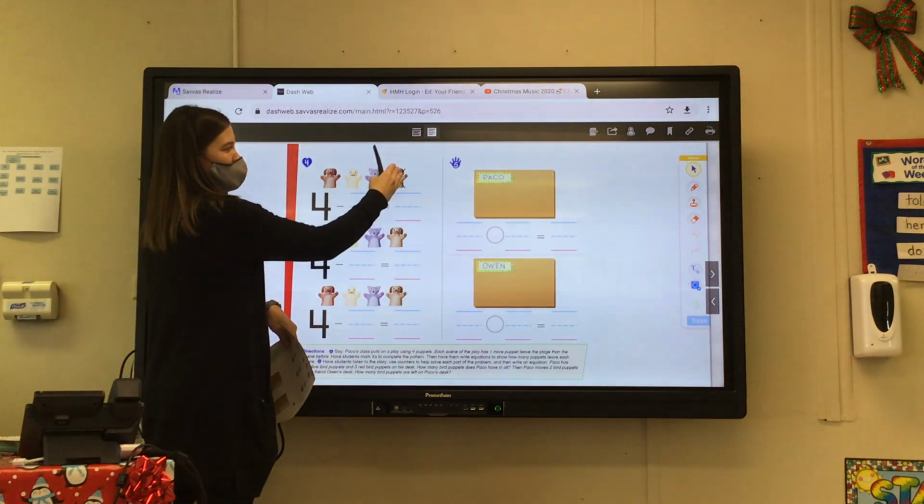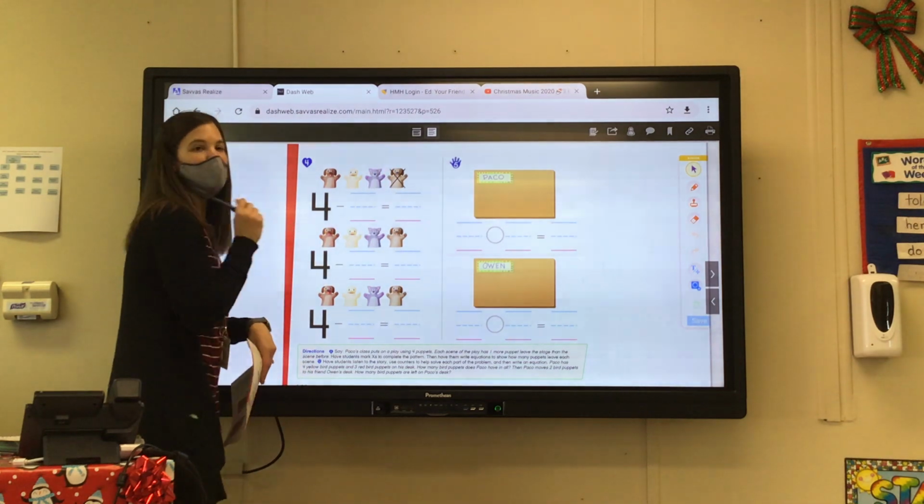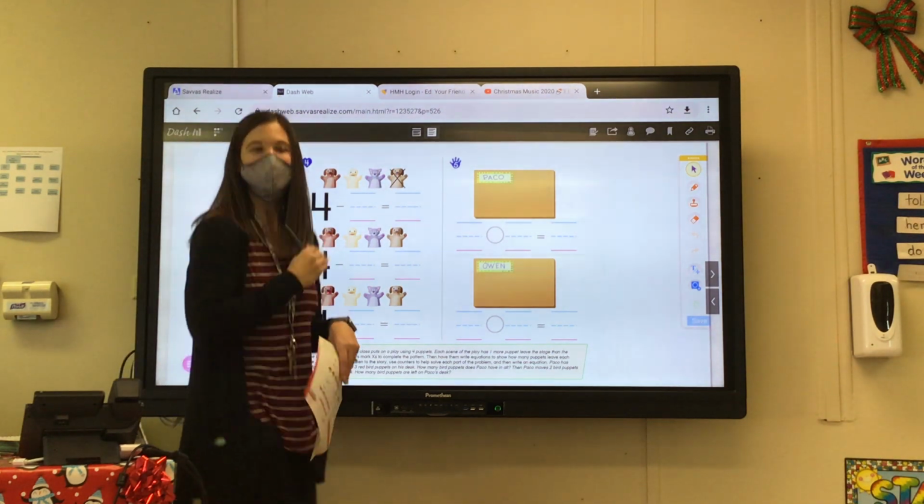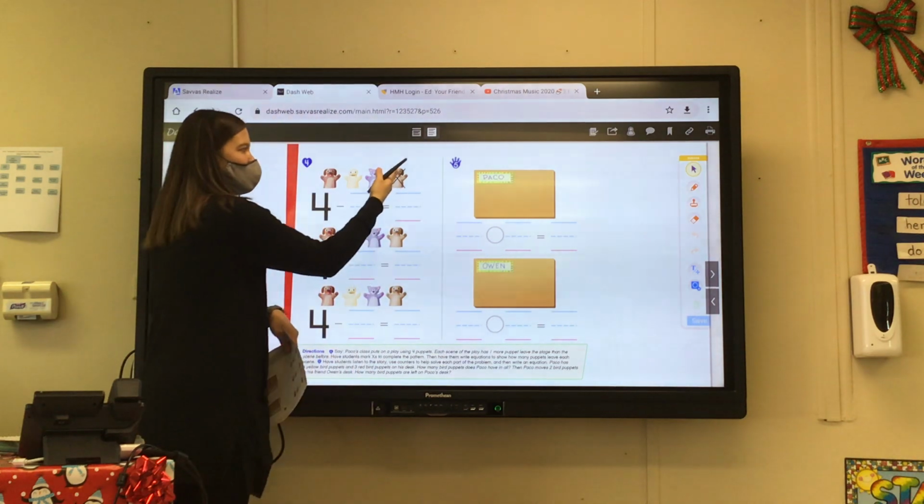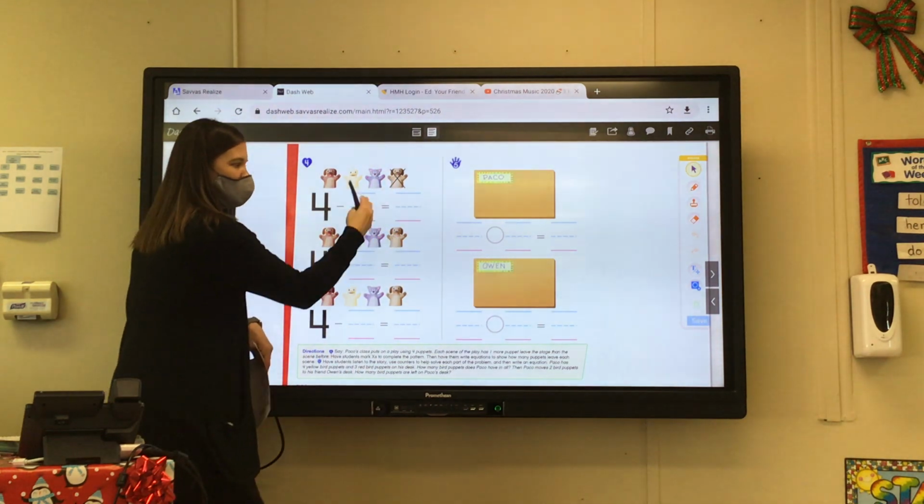So there was 1 that left here. How many puppets are gonna leave here? You're gonna make the X's. Each time 1 more leaves the stage. So if 1 left last time, think about how many are gonna leave this time. You're gonna put X's on them.